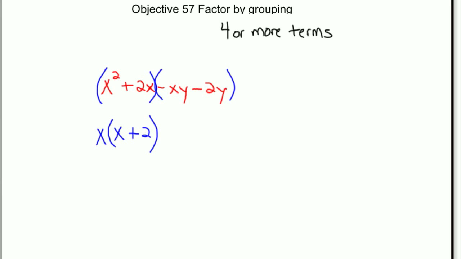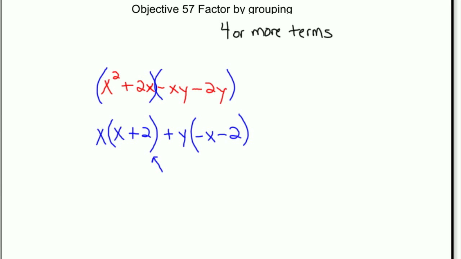As I look at my second set of parentheses, I want to consider 2 things. The first is that I want to take out a common factor. The second is that I want to make that common factor such that when I'm done, I get the same parentheses I got in my first group. So as I look, I could pull out a positive y here. But that would leave me with a negative x and a minus 2. So that doesn't really do much for me.